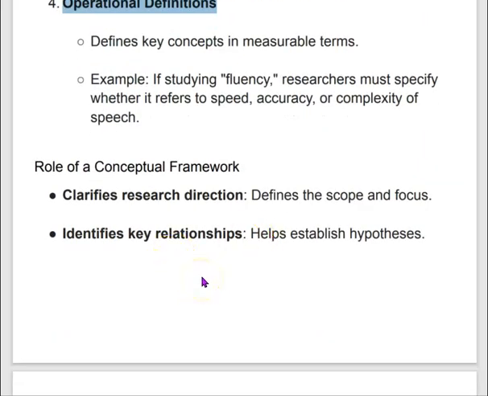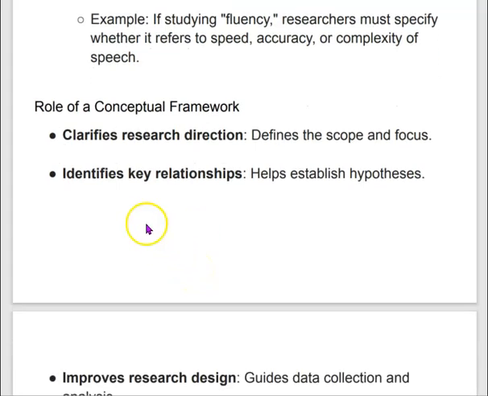Why do you need this framework? Why do you need a roadmap to your research? Because you need a direction. So it clarifies research direction. It helps you focus. It shows you what your scope is. It also helps you establish the hypothesis, the relationship between what you are doing and what your research is.